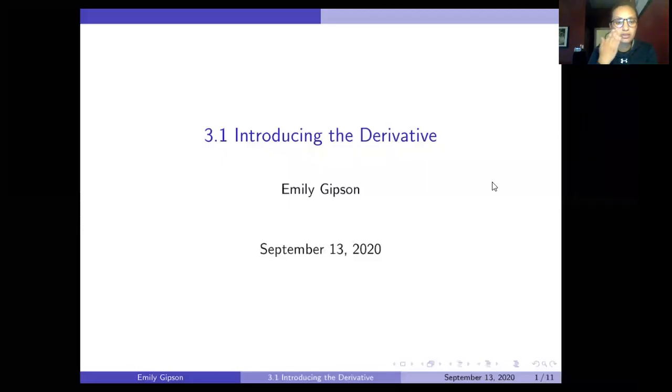Good afternoon. Today we're going to be talking about section 3.1, introducing the derivative. And the derivative function, it is a function, is probably one of the most fundamental aspects of calculus and what makes it so different from other types of math that you may have encountered previously, like algebra, trigonometry, geometry, anything like that. Calculus is very different just because we have this idea of the derivative. So let's go ahead and dive in.